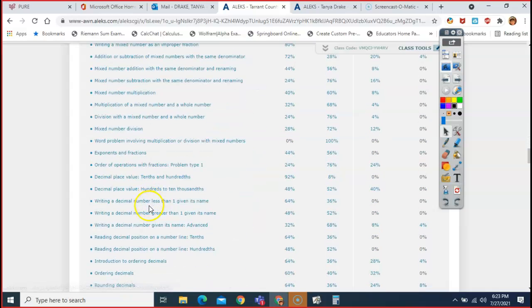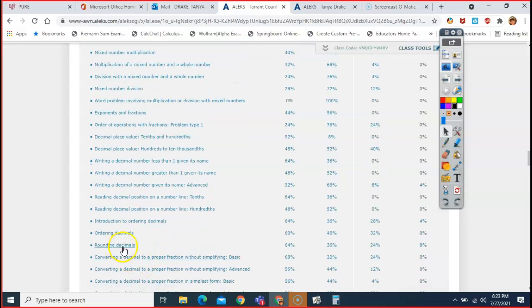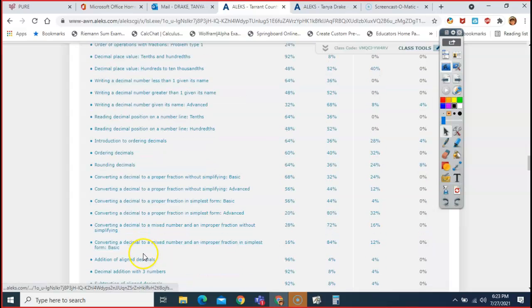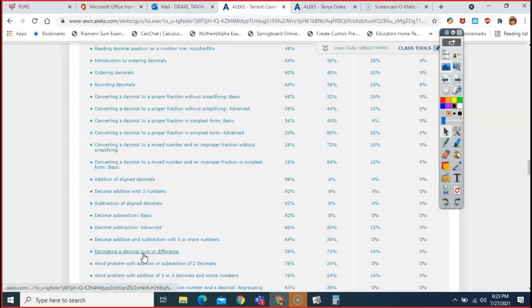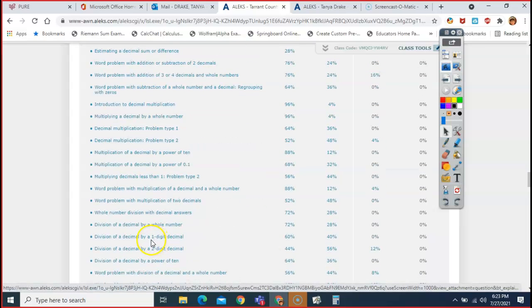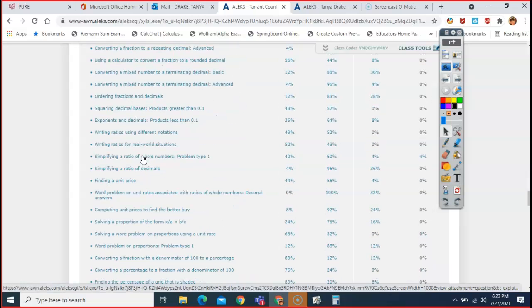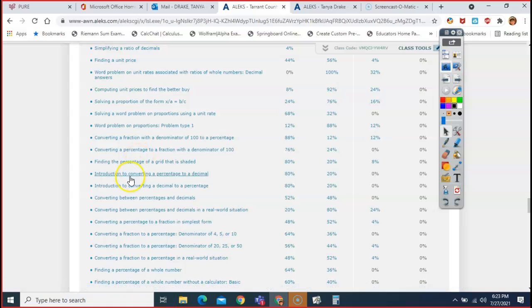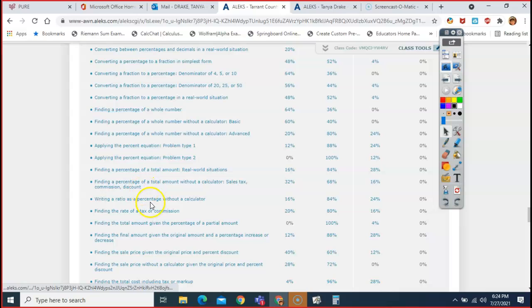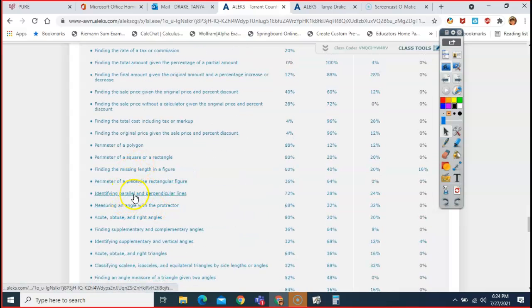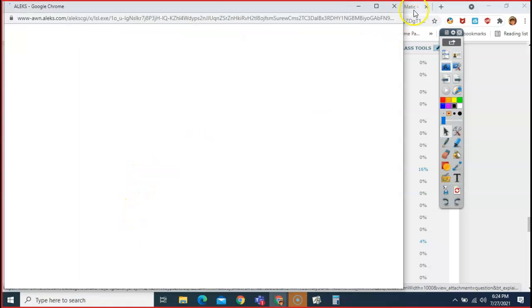Oh, let's see if I can find it. Exponents and fractions. It's called identifying supplementary and vertical angles. Okay, let me look for that. There's parallel. There it is right there. Okay.